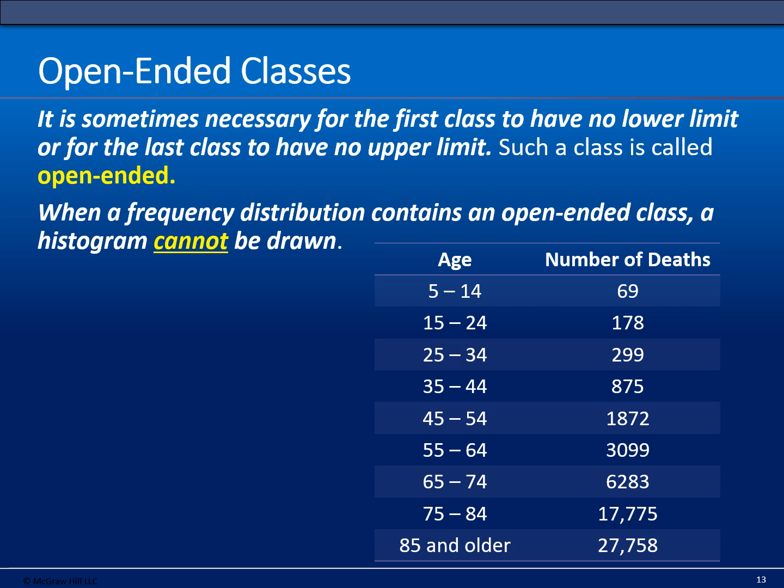When a frequency distribution contains an open-ended class, a histogram cannot be drawn. That's one drawback from having an open-ended class. It can't be drawn without excluding that open-ended class, because it doesn't have the same class width.